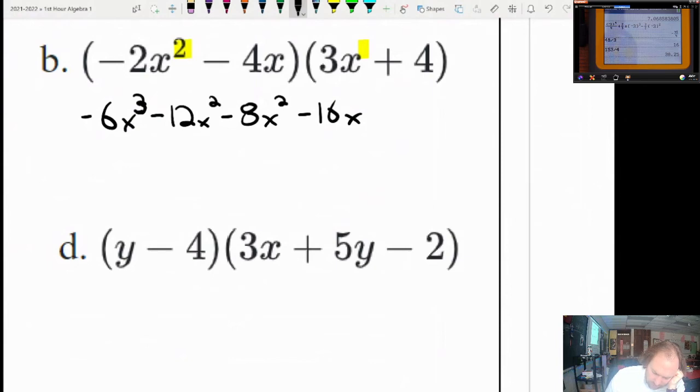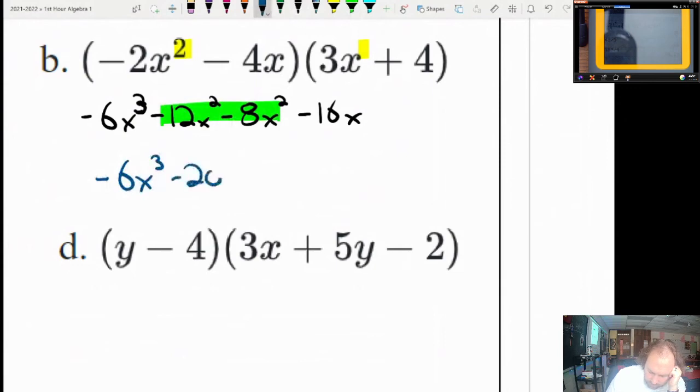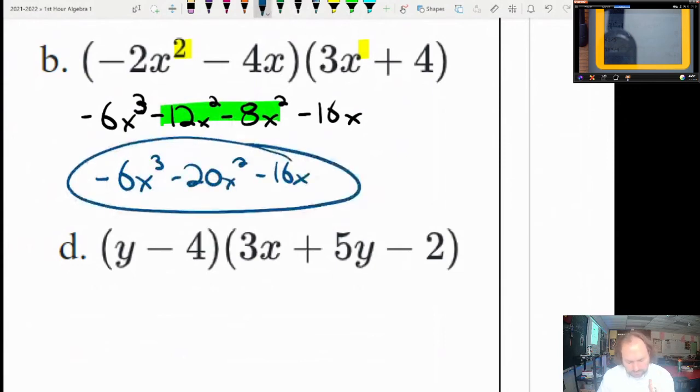Yeah, I'm just checking my work here really quick to make sure I got it. I'm going to have a negative 6x to the third, negative 12x squared, minus 8x squared, and a minus 16x. Yes, these two will combine together, and so the answer is negative 6x to the third minus 20x squared minus 16x, and that is the solution.